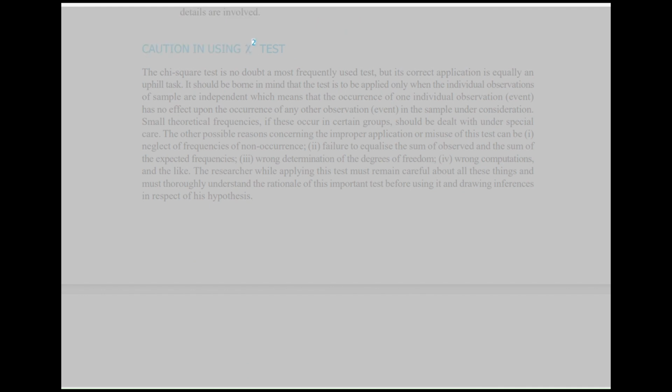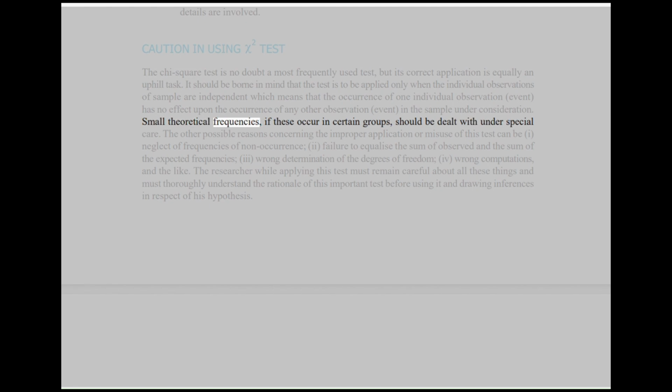Caution in using chi-square test. The chi-square test is no doubt a most frequently used test, but its correct application is equally an uphill task. It should be borne in mind that the test is to be applied only when the individual observations of sample are independent, which means that the occurrence of one individual observation (event) has no effect upon the occurrence of any other observation (event) in the sample under consideration.